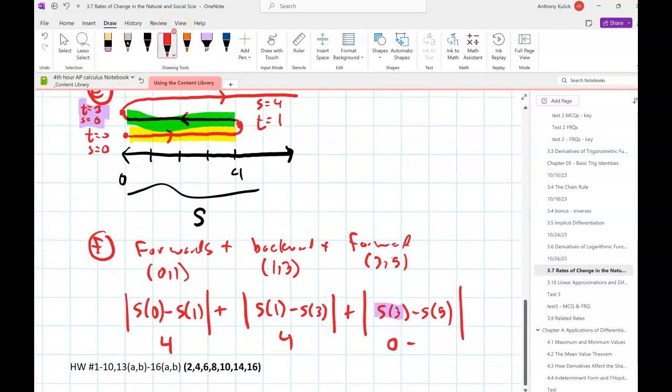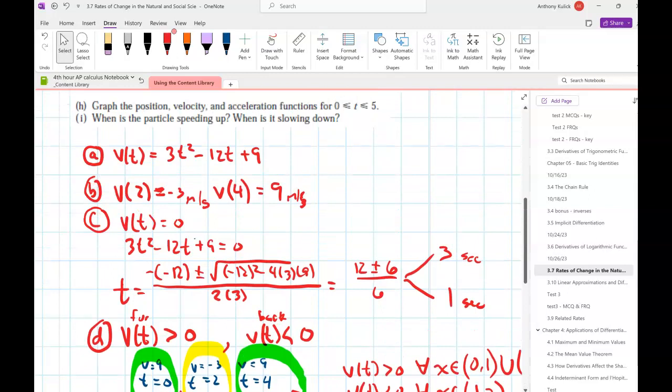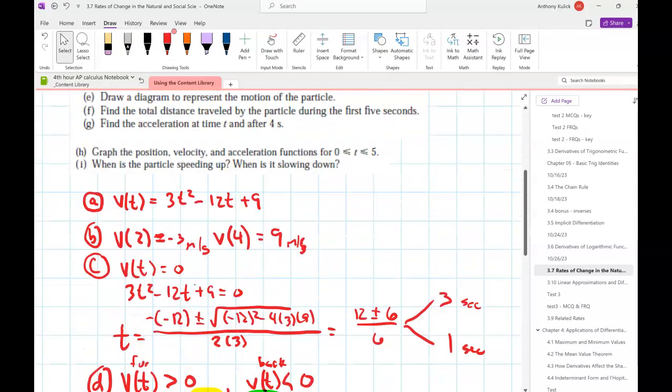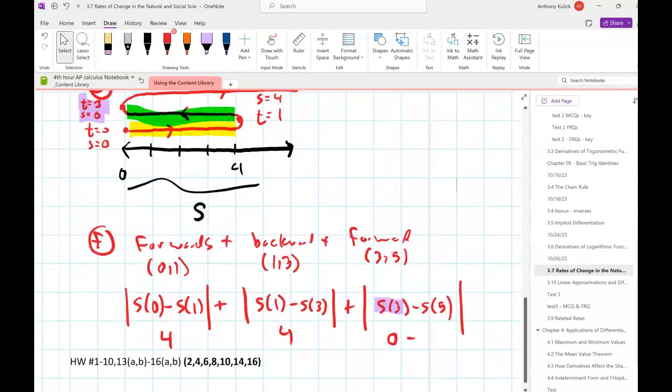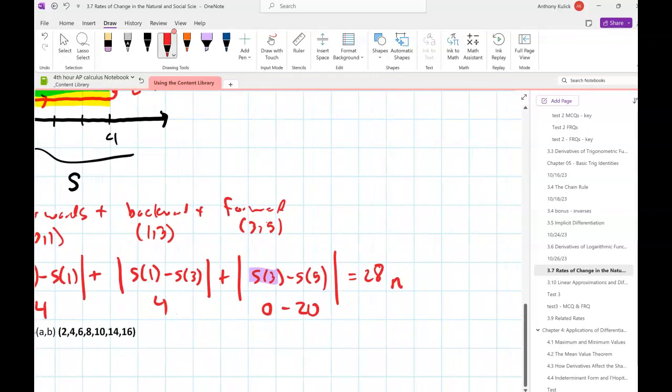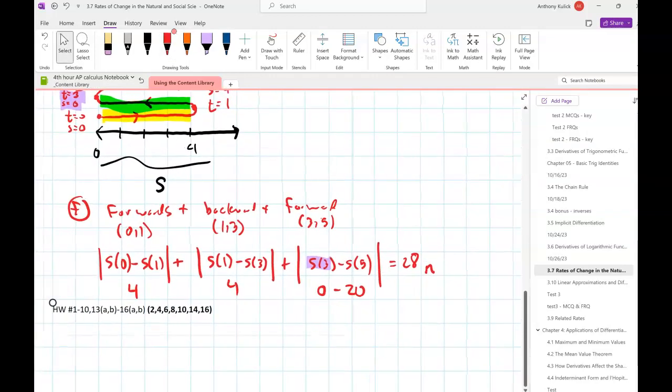But S of 5, I actually need to calculate. Let's go and do that real quick. So I have 125 minus 150 plus 45 is 20. So my total distance is 28, well, and I guess meters, right, was the unit for the length for S was given to. That's okay.